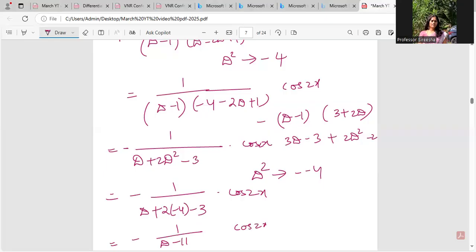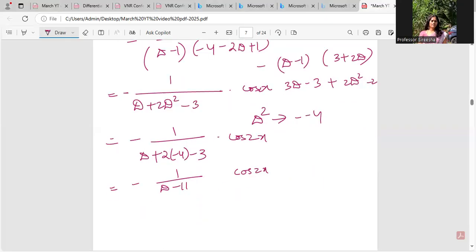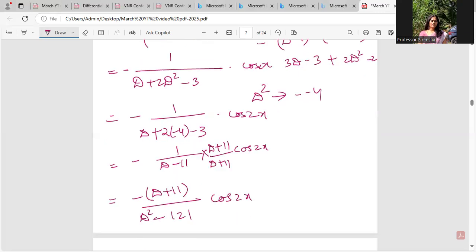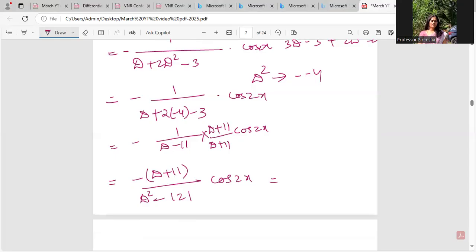Now, I don't have d squared. Neither do I have d. I have again a term in d. So, again to get d squared, I'll be rationalizing, guys. For all obvious reasons, to get d squared, I'll be rationalizing. So I'll be having what in the numerator? d plus 11 in the numerator. In the denominator, d squared minus 11 squared would be what? 121. Cos 2x is still on the right because I have not applied completely cos 2x. Once it is applied, you can bring it to the left.